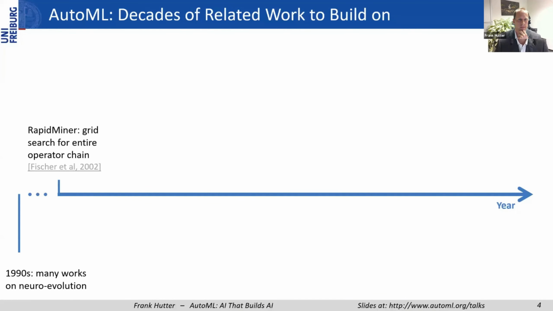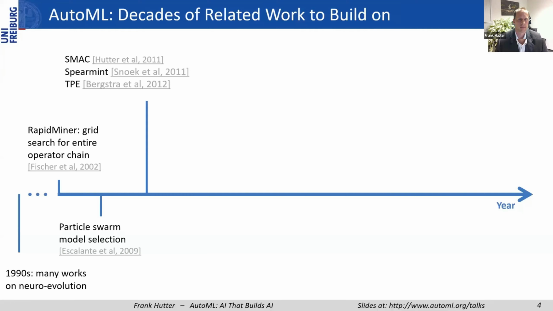Then in 2002, there was this RapidMiner software, which already did a grid search for entire chains of operators, so searching over a part of the machine learning pipeline and approximating automated machine learning to some degree. Of course, grid search is not a very efficient method when you go to high dimensions, but still, the main idea was already there. And then in 2009, there was this particle swarm model selection paper that did so-called full model selection, again approximating the methods that we use in AutoML to search over a large set of different methods.